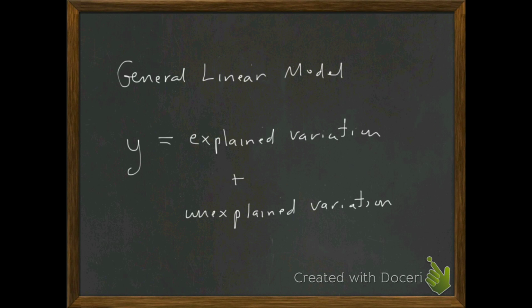And guys, consistent in my class, I usually call this the error. The error variation is just the variation that we can't explain. Now, what we seek to do in ANCOVA is this.